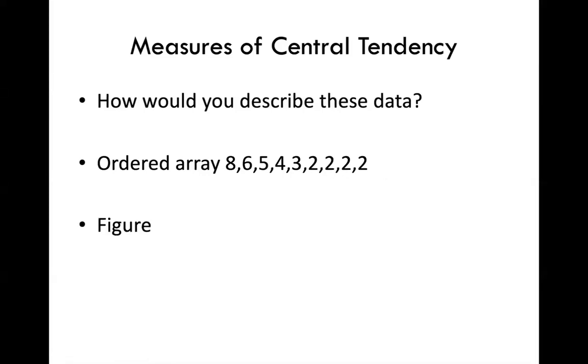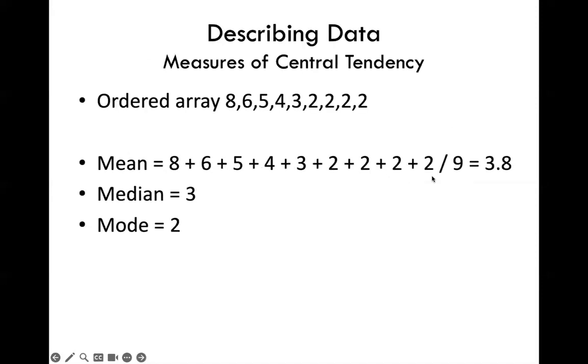So we could describe these data in a figure. Again, this ordered array is fine because there's only 9 observations. But you can imagine that if we had tons of observations, that probably wouldn't be very useful. A figure is typically useful, but for this small number of observations, maybe it's going to be less informative.